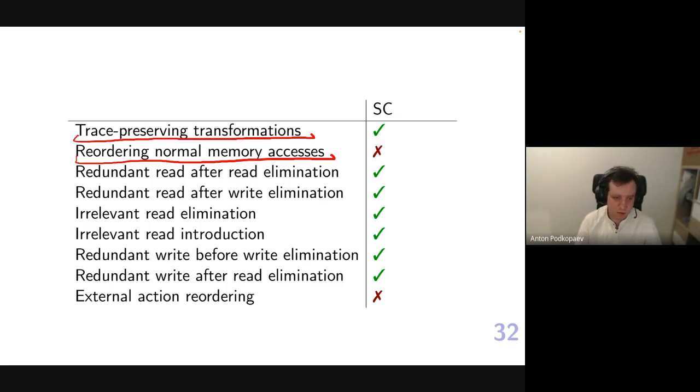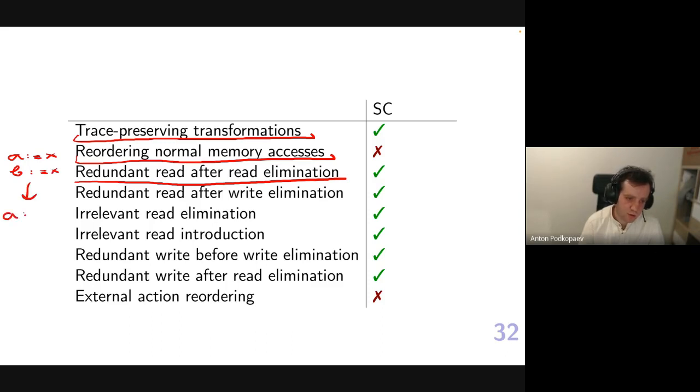However, for example, redundant read-after-read elimination is fine, which is not always supported by a memory model. Redundant read-after-read elimination is the situation where you read twice from the same location. So essentially, you would like to rewrite that code to be like that, assuming that A and B are local registers and not shared between threads.